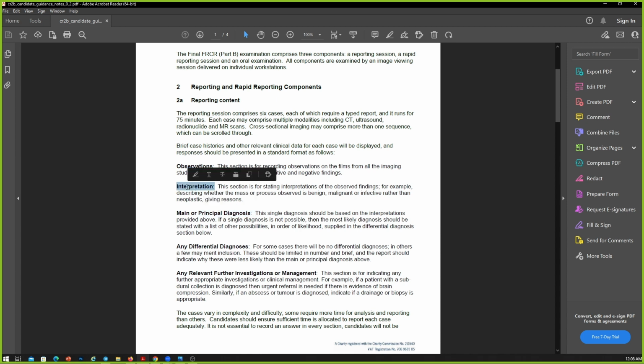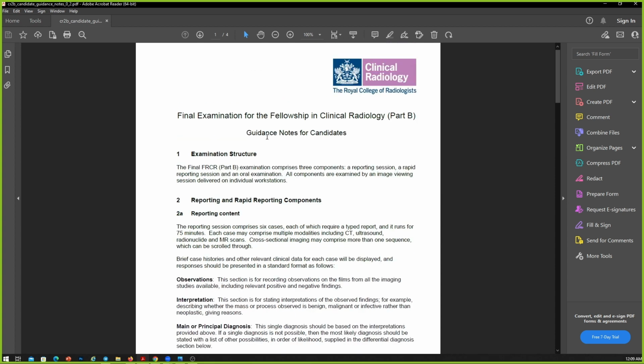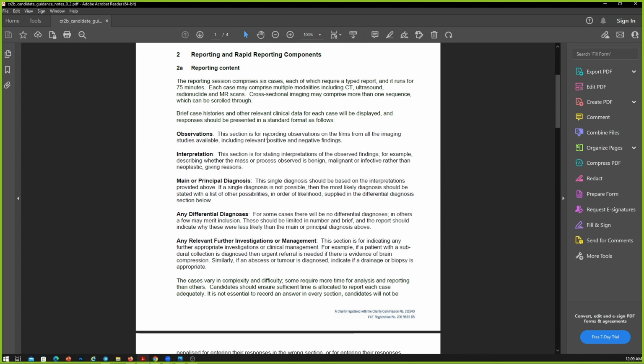Regarding the interpretation, certain candidates are confused how it is different from the observation. So this clearly says you have to state whether the mass or the process or the pathology is benign, malignant or infective or neoplastic. So you have to differentiate whether it's an aggressive lesion, an infective lesion, a benign lesion, what it is. So this is the interpretation part of it. In the long cases as well, this is what you're supposed to write. I will share this particular PDF in the groups as well. Just go through it at least twice before your actual exam.